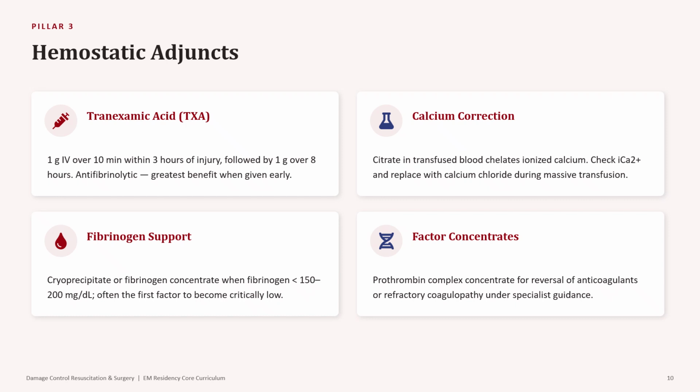Perform calcium correction: citrate in transfused blood chelates ionized calcium. Check ionized calcium and replace it with calcium chloride during massive transfusion. 10 ml of calcium chloride or 30 ml of calcium gluconate can be given for every 2 units of PRBCs that are transfused. Factor concentrates, prothrombin complex concentrates for reversal of anticoagulants or refractory coagulopathy, and specialist guidance should be used.